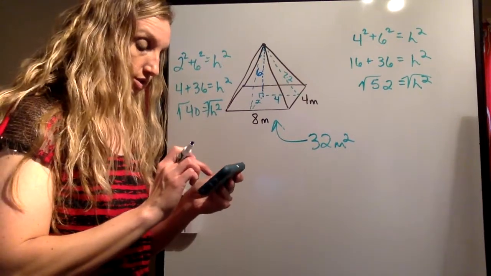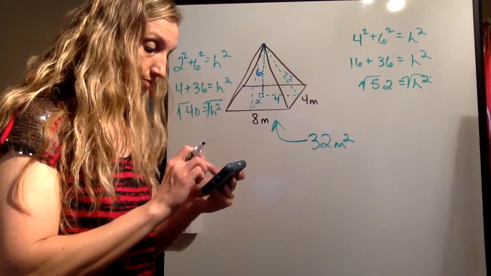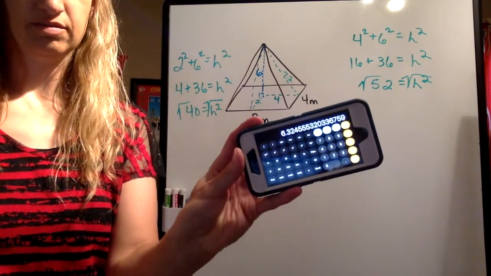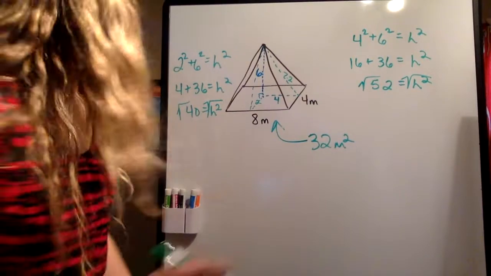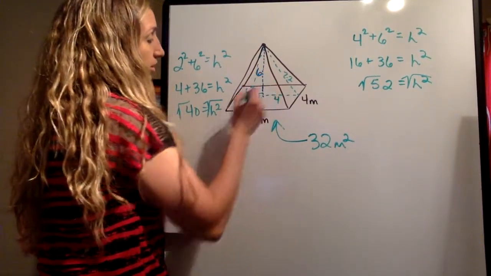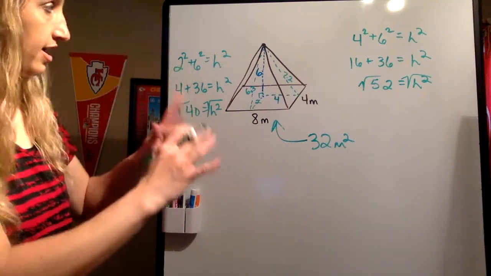Punch that in. I'm sure it's not going to be pretty. I'm going to round that to 6.3. Okay. So this slant height here is 6.3. Okay. All right. Now we can go.